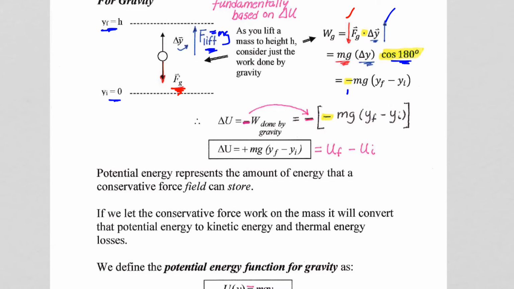But back to that pesky negative, right? The delta U is negative the work done by gravity. So that negative is one negative. Our F dot delta y gave us our second negative. The two negatives make a positive. So indeed, the change in potential energy is positive when we went upwards, right? Here we went delta y up. When we went final minus initial, our change in potential energy was positive.